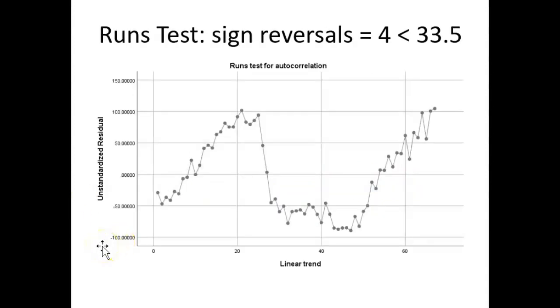So here's what it looks like, and this is output from SPSS. Here we have the unstandardized residuals on the vertical axis, and right here is 0. The residuals are plotted, and then those dots are connected, and you can count the number of times that they cross that zero axis. So 1, 2, 3, 4. We've got 67, it turns out, time series observations. So 4 is less than 33.5. So we do have positive autocorrelation.